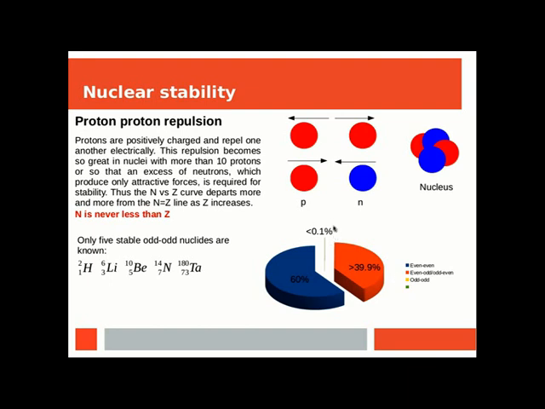They constitute less than 0.1% of the total, and only these five nuclei are of odd type. These five nuclei have an odd number of neutrons as well as an odd number of protons.